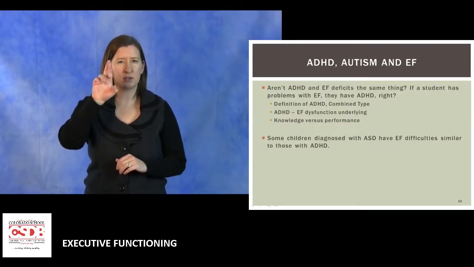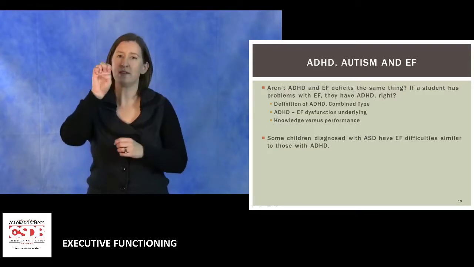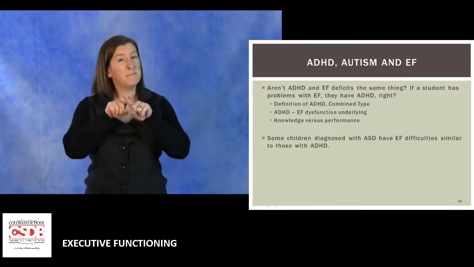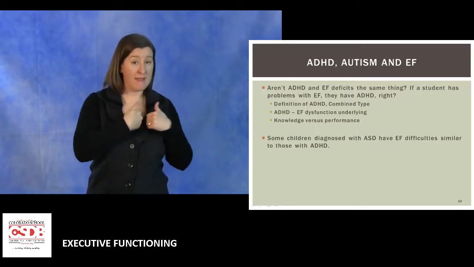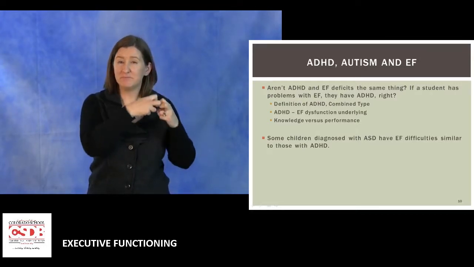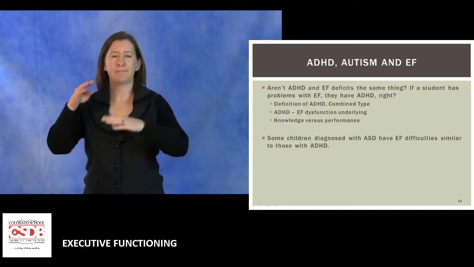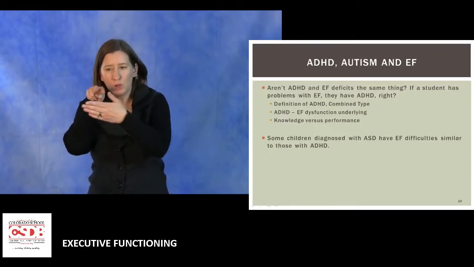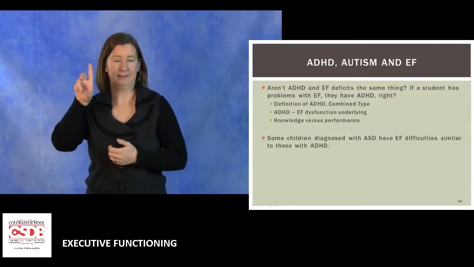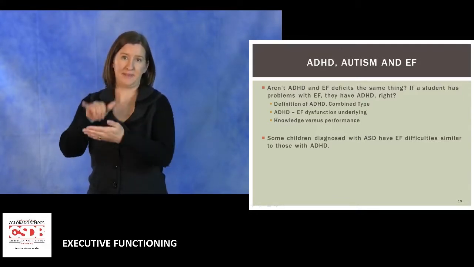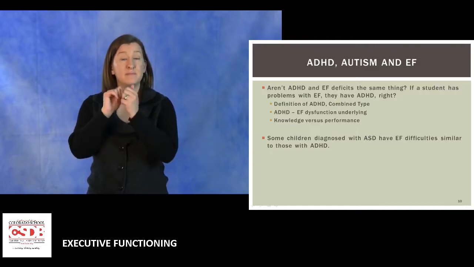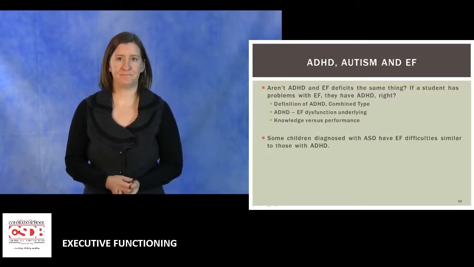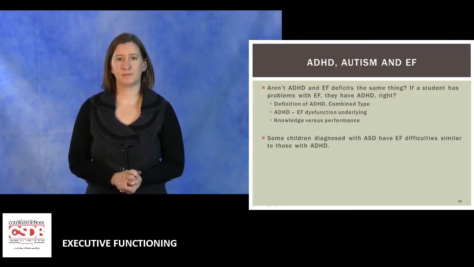So ADHD, that underlying problem is the EF difficulties. But if a student has EF problems, that doesn't mean that they meet the criteria for ADHD. You have to look at the criteria for ADHD and see if a student would meet that. You can get that information from a formal assessment.